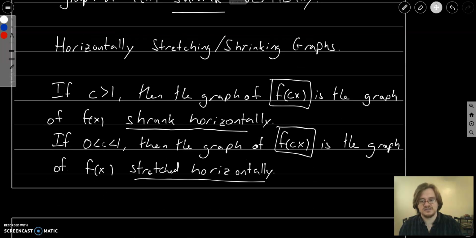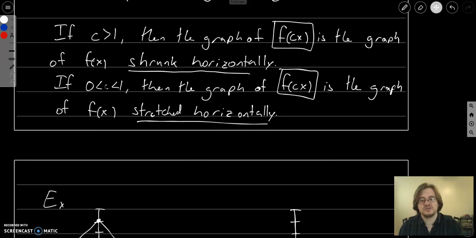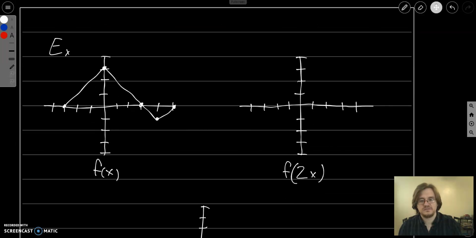Whereas in this case, the shrinking and stretching will be flipped. So let's look at an example. So here I have a function. I've just plotted a few points. So starting from -3 to 0, we're increasing. So this will be up to 3. Over here at 3, we come back down to 0. At 4, we're down at -1. And then we climb back up for 5.